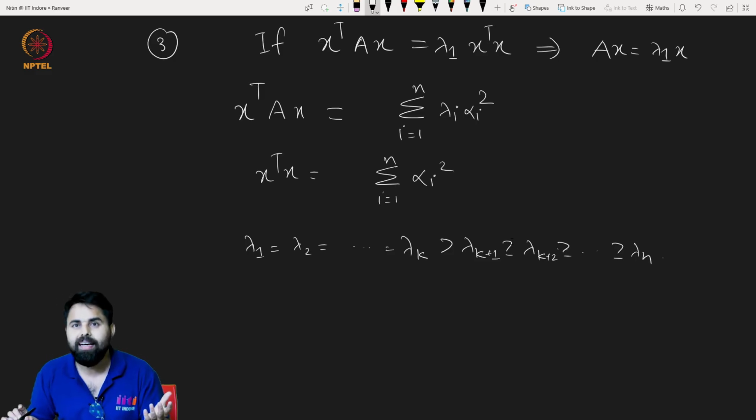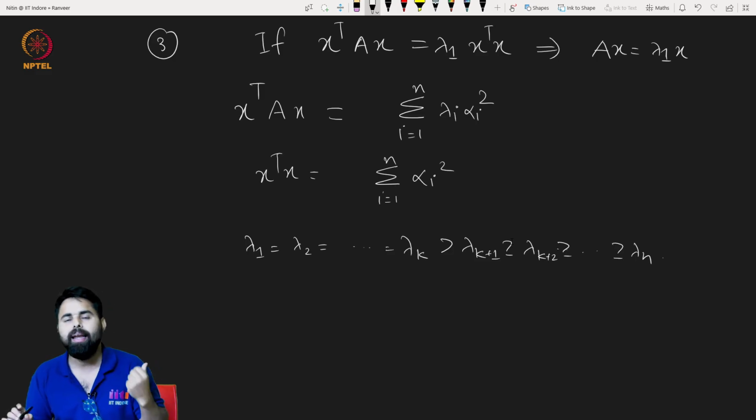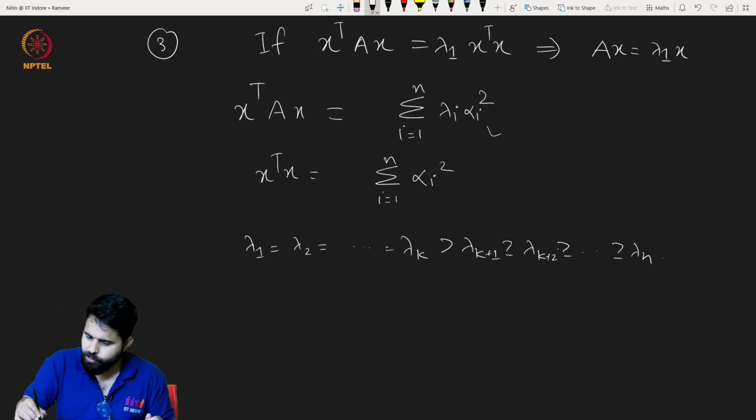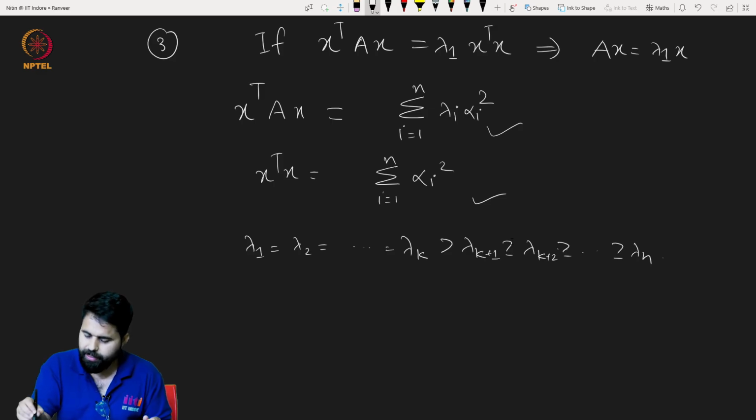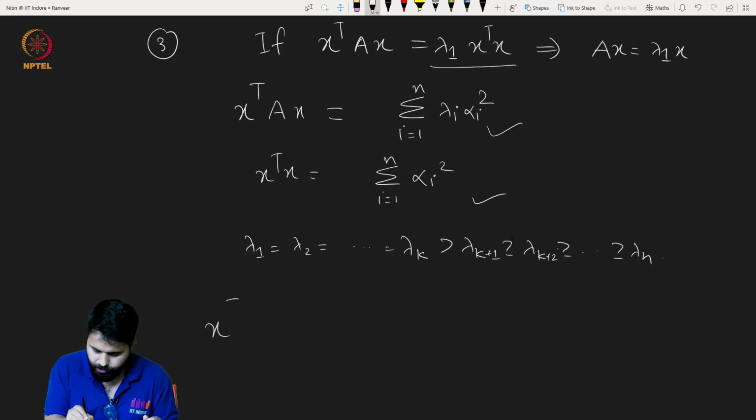an eigenvector corresponding to lambda 1. Okay, so how can we prove this? Maybe these two facts will again help us. If you expand this, what is given to us? Given to us is that this quantity is equal to this. So let me write x transpose Ax.